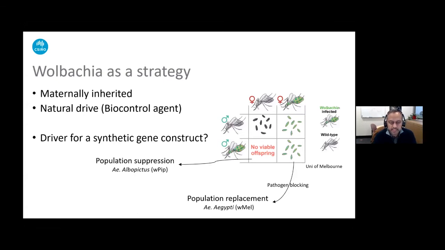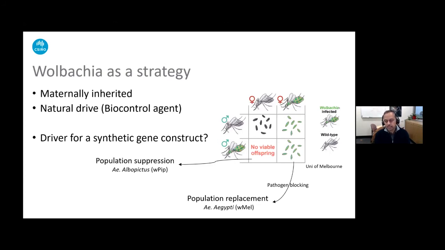In regulatory terms, it's a biocontrol agent because you're using a bacteria, which is a biological agent, to reduce the impact of these dengue or Zika viruses. And because it is a natural drive, it can also be used theoretically to drive a synthetic gene construct, although it has not really been successfully shown that it can do it.